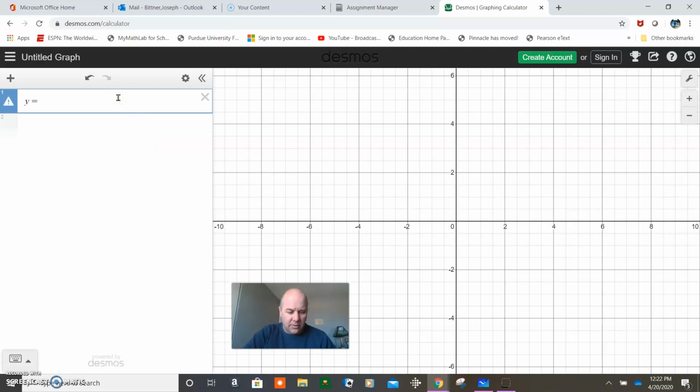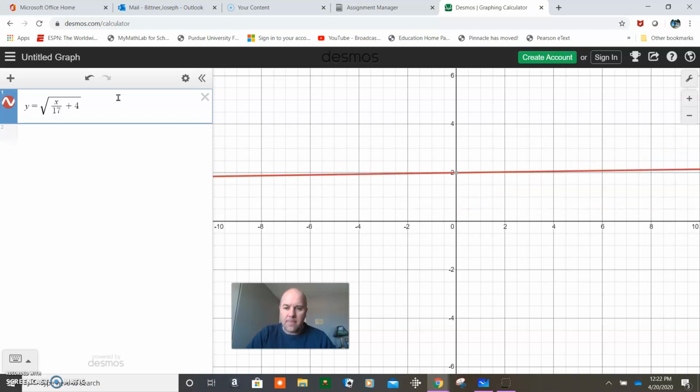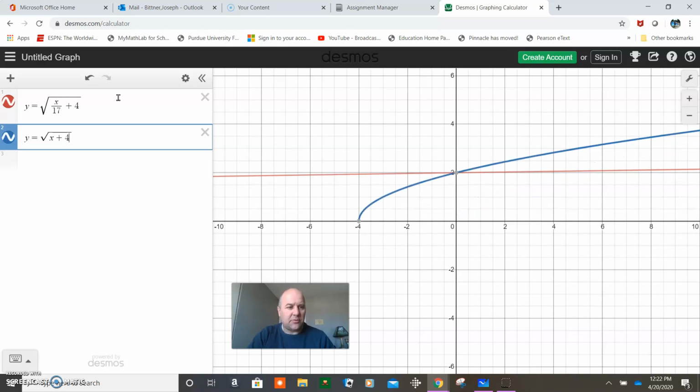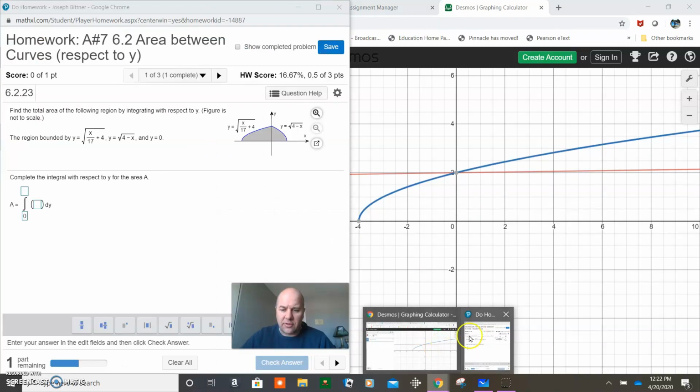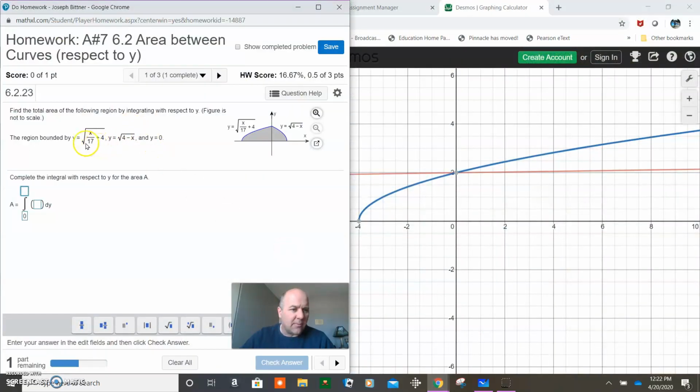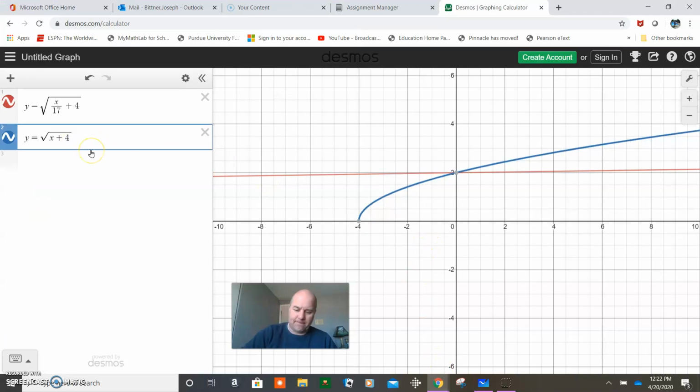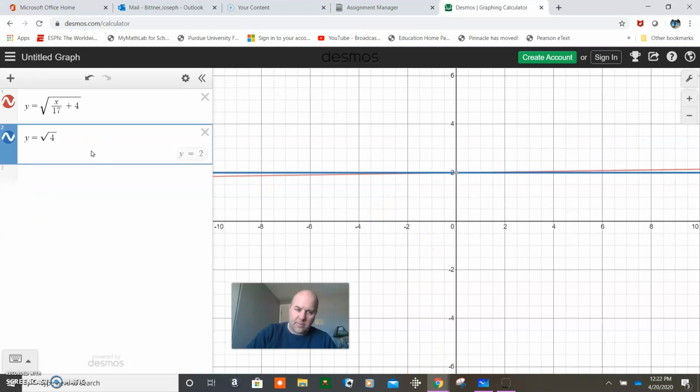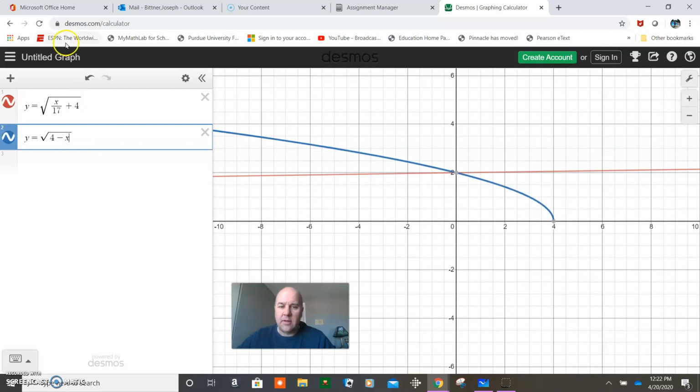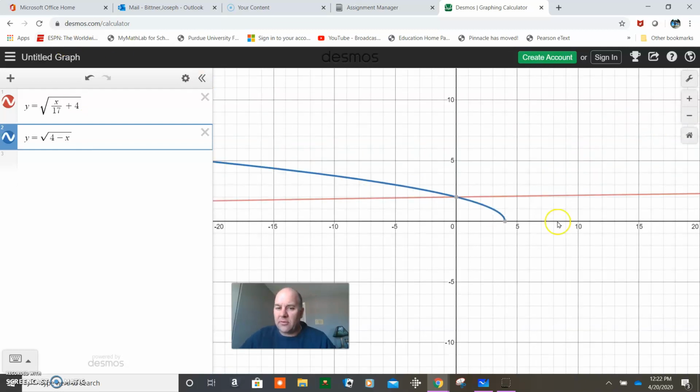So y equals the square root of x divided by 17 plus 4. And then the other one, y equals the square root of x plus 4. I want to make sure I have everything written correctly. I feel like for some reason one of those equations is incorrect. It's 4 minus x for the other one. Let me write that out. 4 minus x. There's the equation. Let me zoom out slightly here.